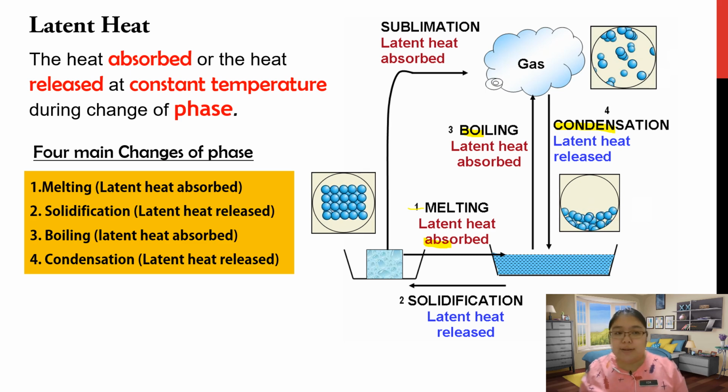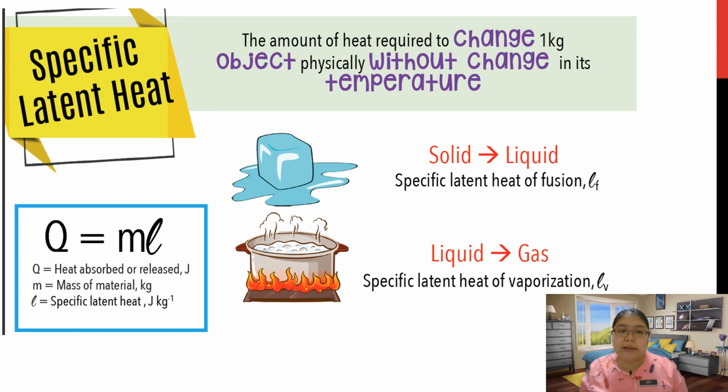Now we go to the next one. They introduce specific latent heat. Specific latent heat means the total amount of heat required to change 1 kg of an object without change in the temperature. So this definition is related with the energy and also the mass of the object, but not related with the temperature.